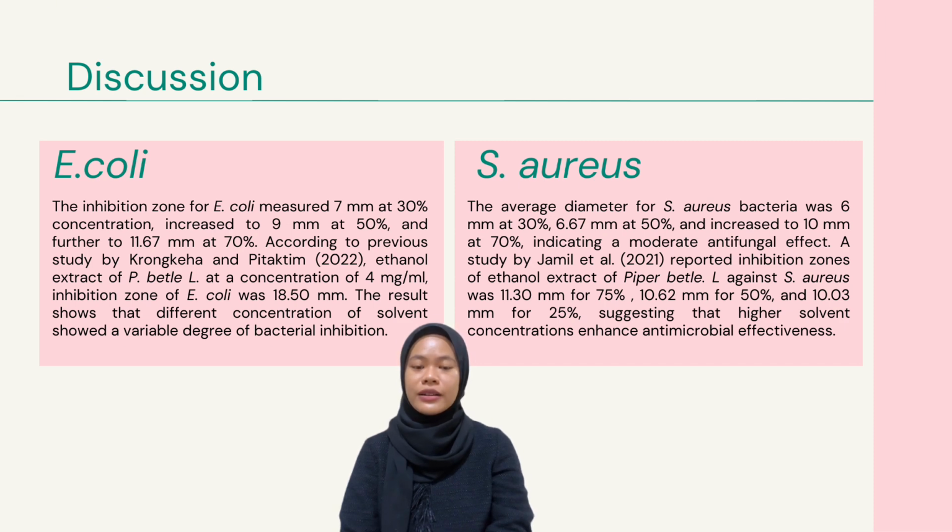The results show that different concentrations of solvent give variable degrees of bacterial inhibition, while the average diameter for Staphylococcus was 6 mm at 30%, 6.67 mm at 50%, and increased to 10 mm at 70%, indicating a moderate antimicrobial effect. A study reported inhibition zones of ethanol extract of Piper betel against Staphylococcus of 11.30 mm for 75%, 10.62 mm for 50%, and 10.03 mm for 25%, suggesting that higher solvent concentration enhanced the antimicrobial effectiveness.